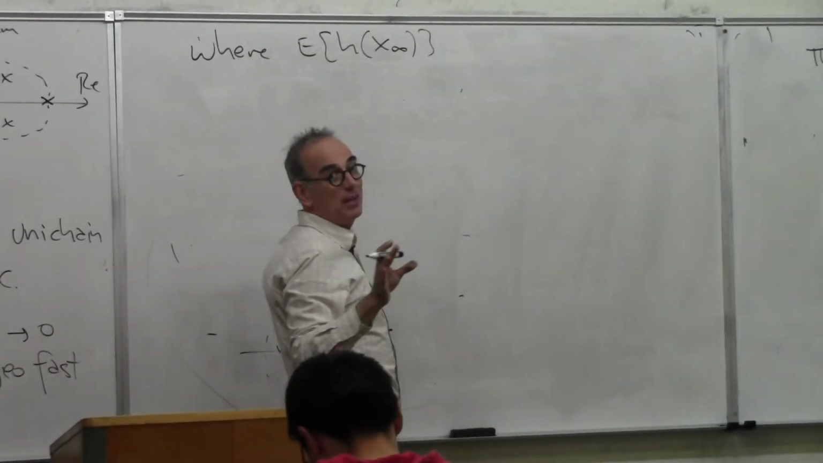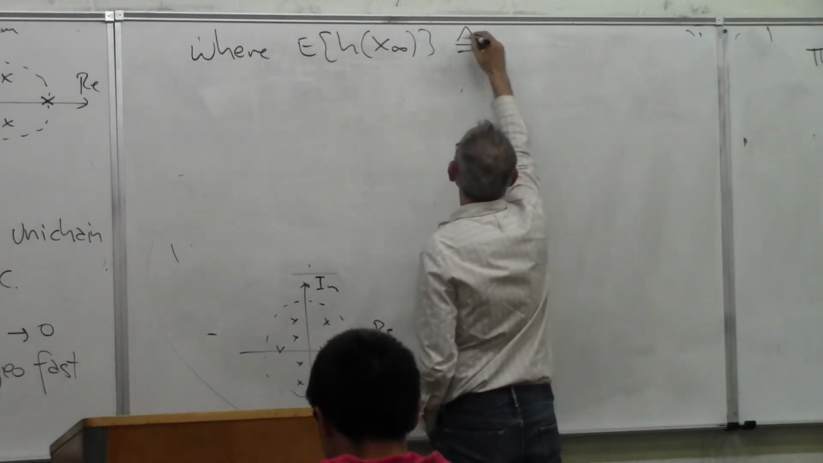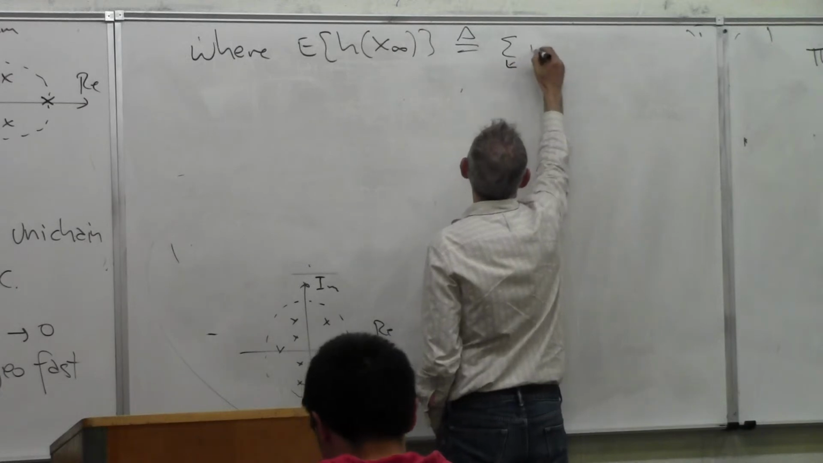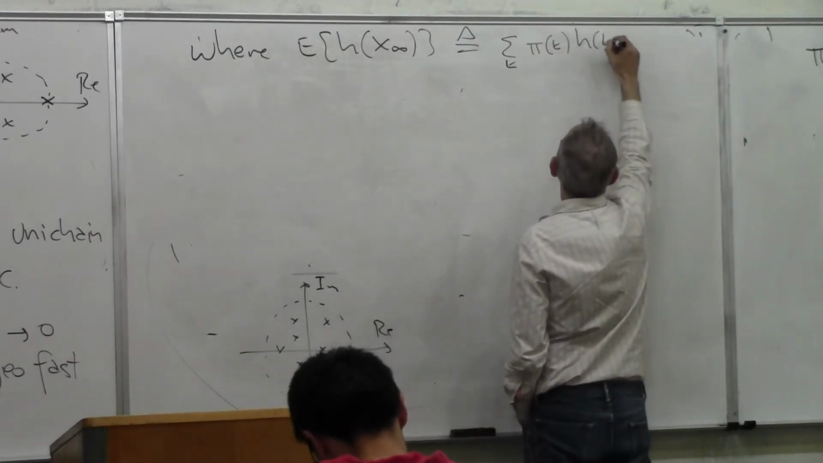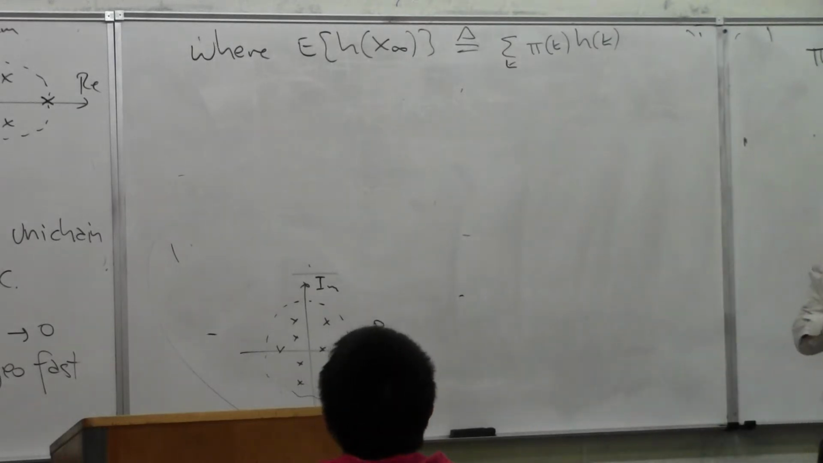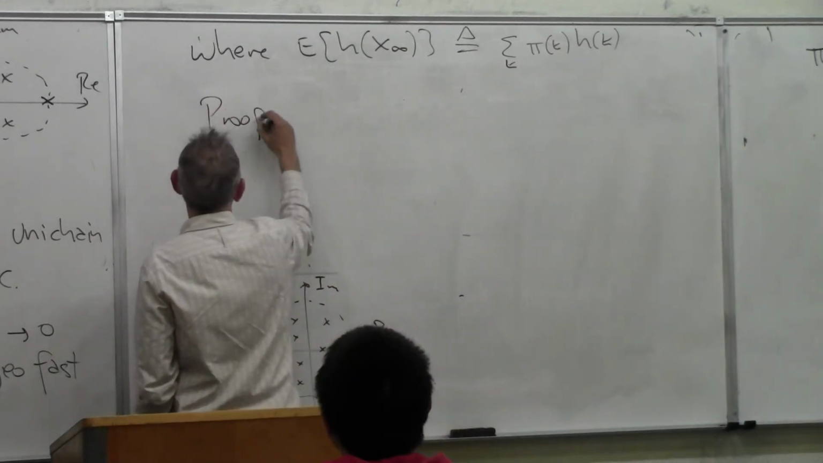There is no x infinity. This is just notation that's supposed to be suggestive. That's just defined to be equal to the summation over k of pi of k h of k, right? And that's it. So let's prove it. Proof. It's right there, but let's write it down.